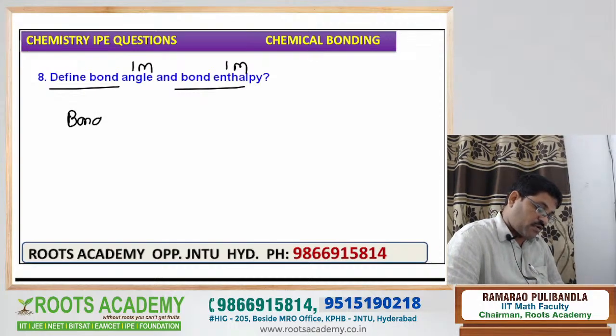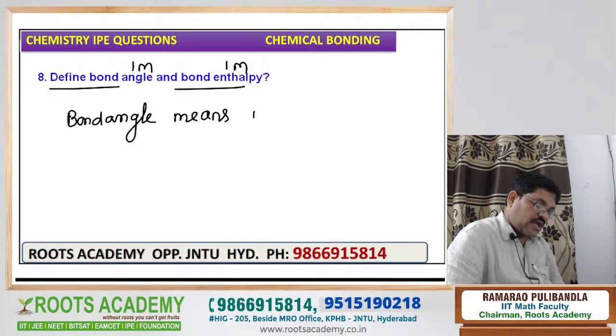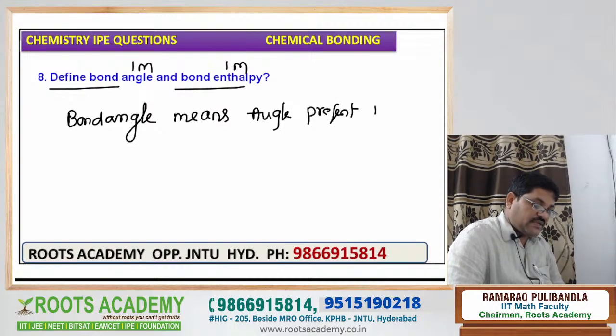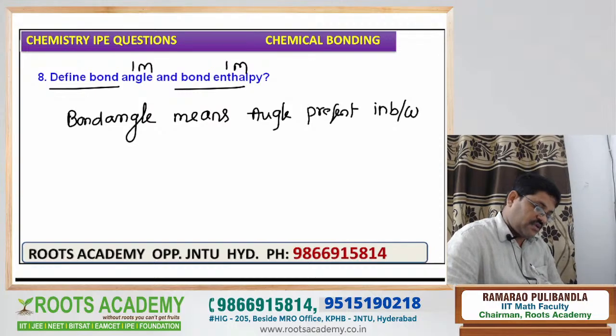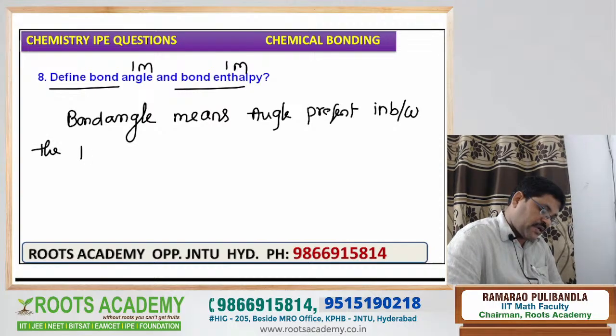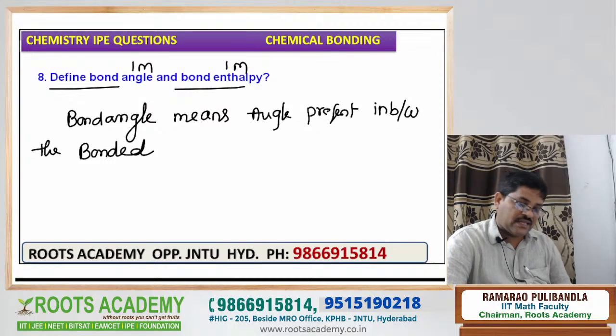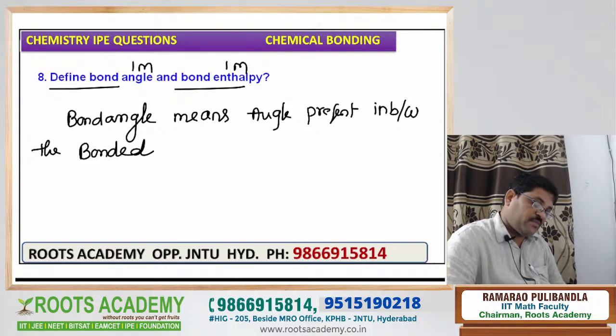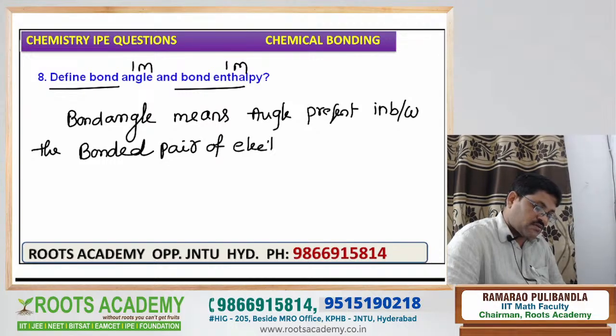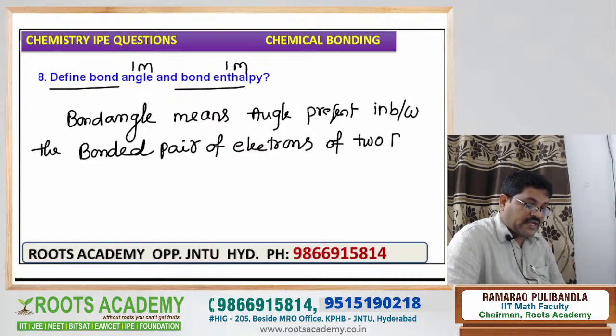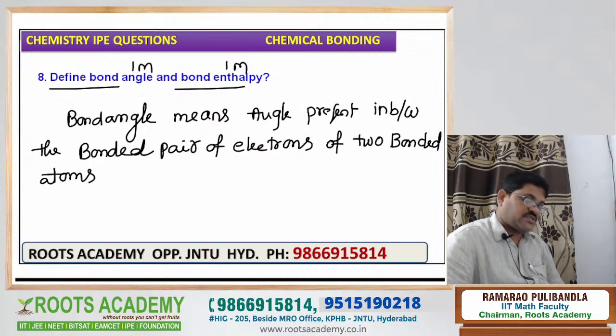So what is the meaning of the bond angle? Bond angle means the angle present in between the bonded pair of electrons of two bonded atoms of what? Two bonded atoms. Simple logic.